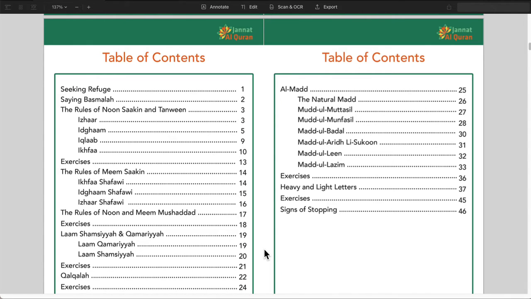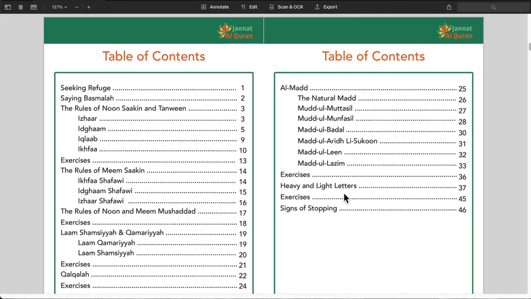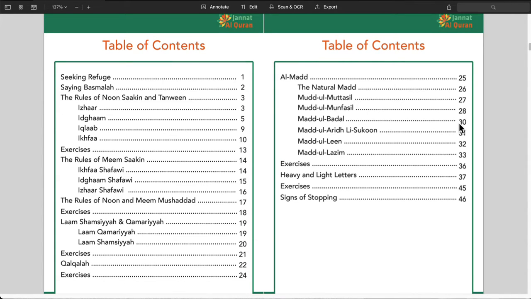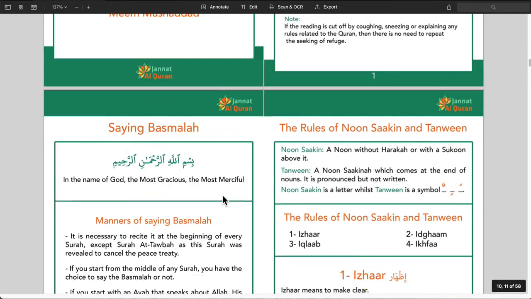Okay, so today's class we're gonna continue with the mudud. So last time we covered the natural mad, the mad muttasil in one word, mad munfasil, and in two different separate words. Okay, so we'll carry on with madul badal and the rest, inshallah. Page 30. Let's go there.